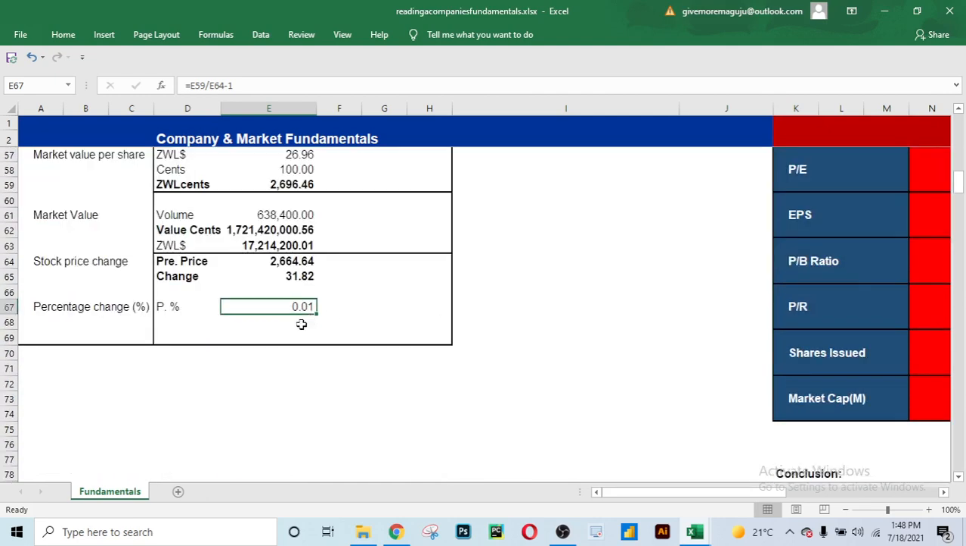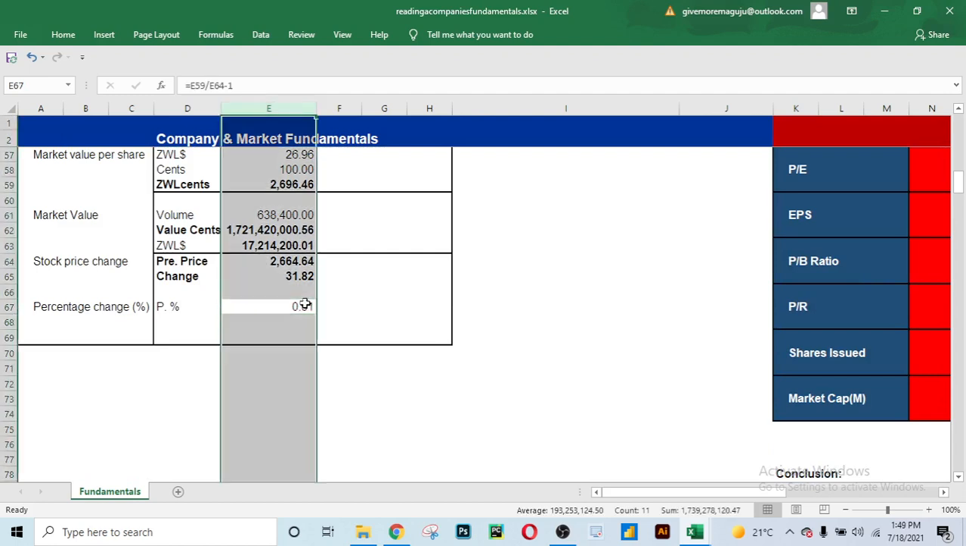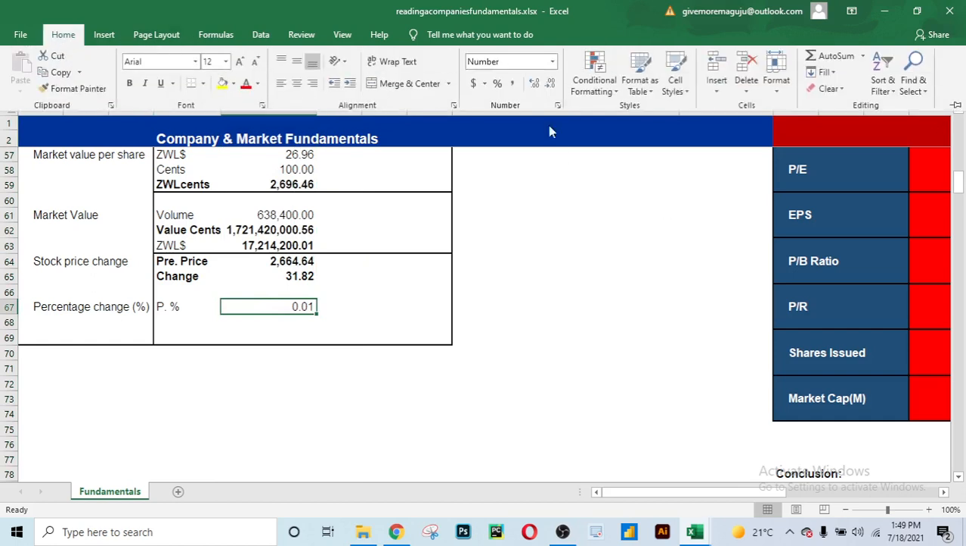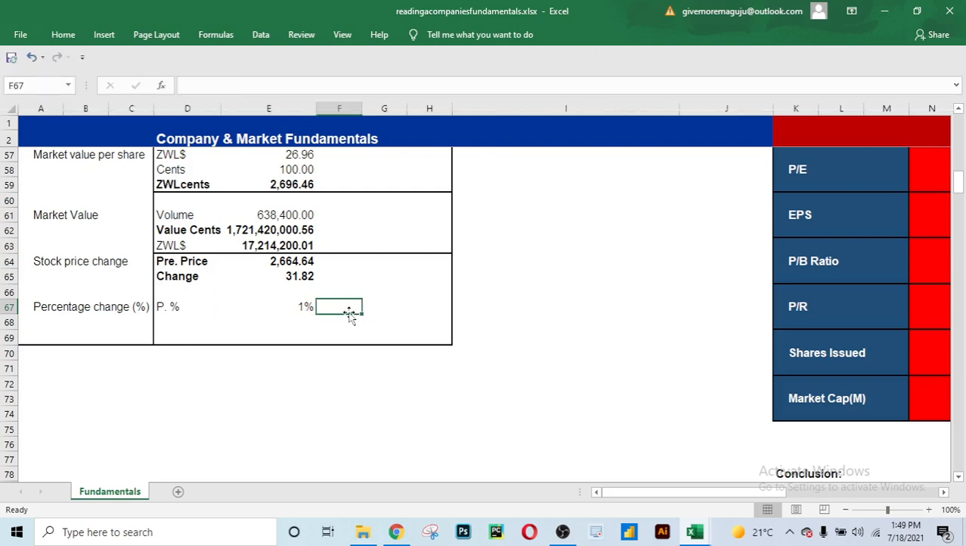So let's just see how to do that. Let's try to go to Home and try to change this. I think here it's not doing exactly what I expected from this. But anyway, let's see another way we can do this, and see if it will work just the same.